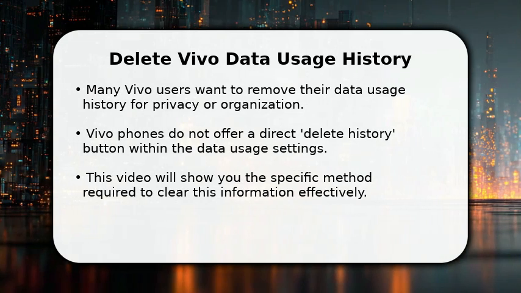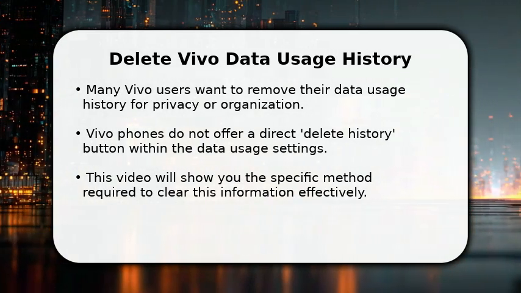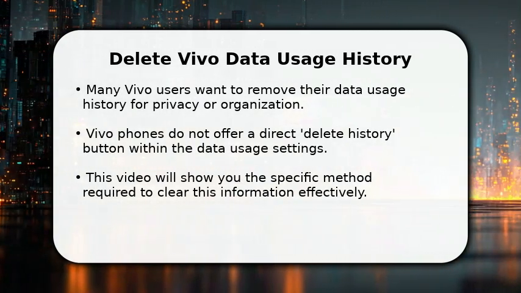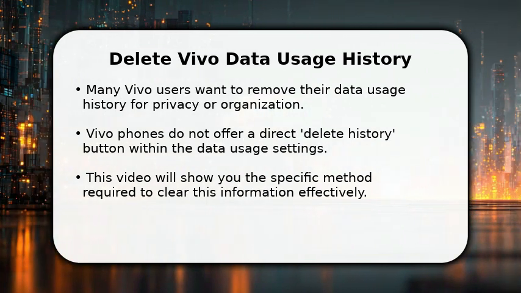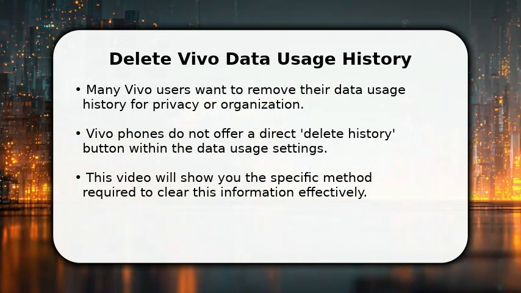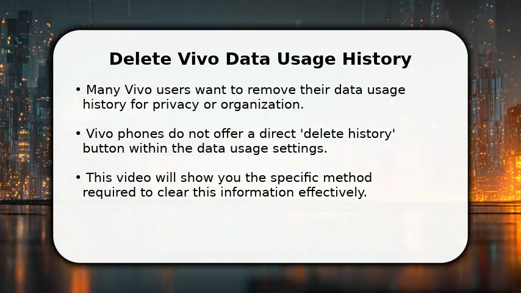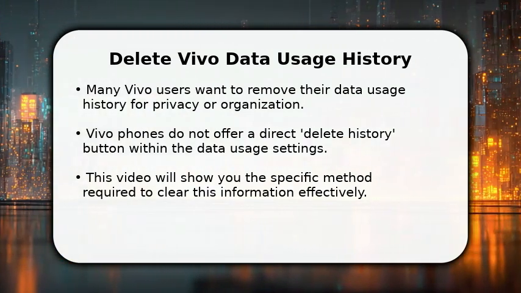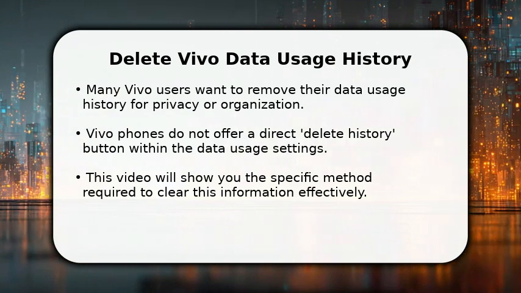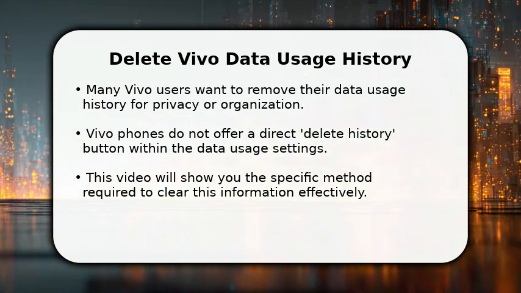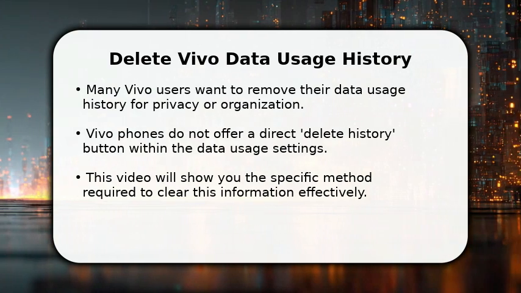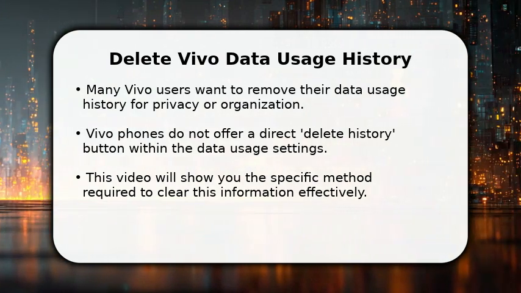In this video, I will explain how to delete data usage history on your Vivo phone. First, open your phone's Settings application, which you can typically find on your home screen or within your app drawer. This initial step is crucial for accessing the deeper system options needed for this particular process. Look for the gear icon representing Settings and tap on it to begin our journey.